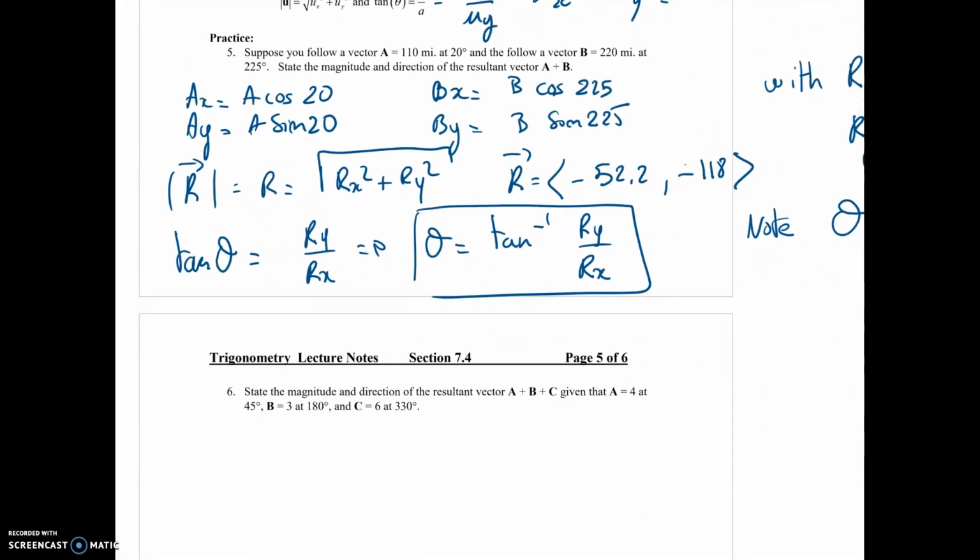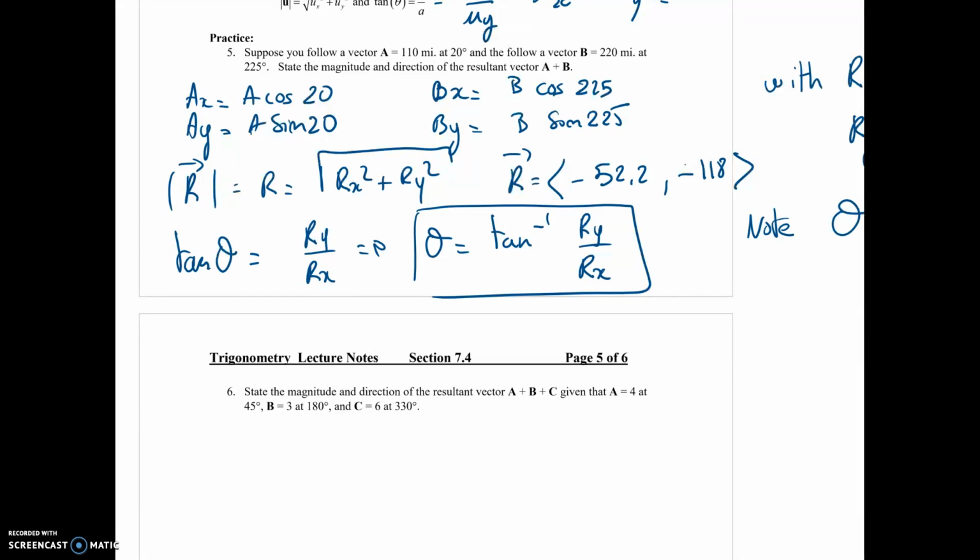Suppose you have a vector a equal to 110 miles at 20 degrees, and a vector b equal to 220 miles in magnitude, at 225 degrees. State the magnitude and direction of the resultant a plus b. Regarding the magnitude, it's pretty simple. What you need to do is express ax, ay, bx, by, following the same pattern that we did previously.